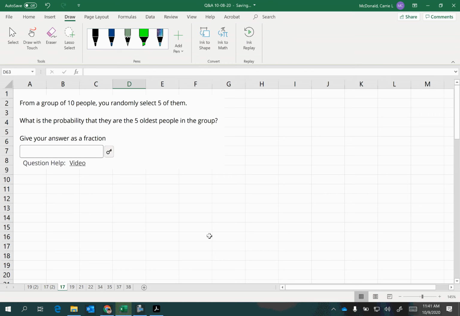From a group of 10 people, you randomly select 5 of them. What is the probability that they are the 5 oldest people in the group? All right, so let's try to see if we can use a counting rule to answer this problem.